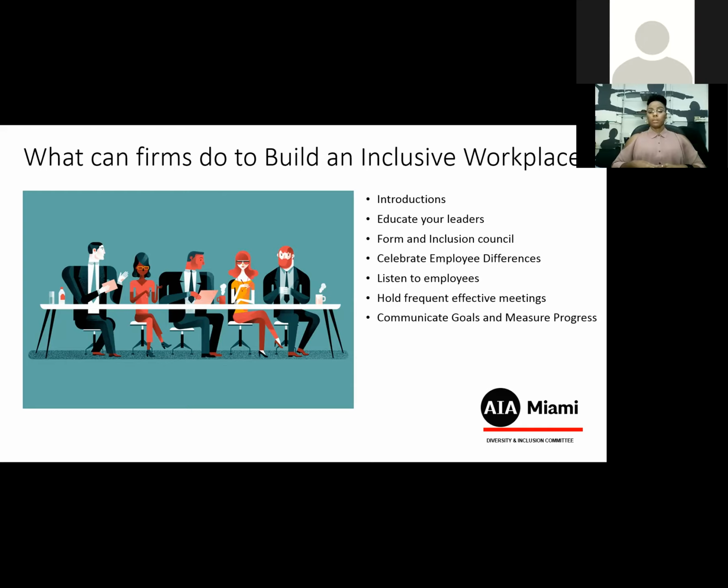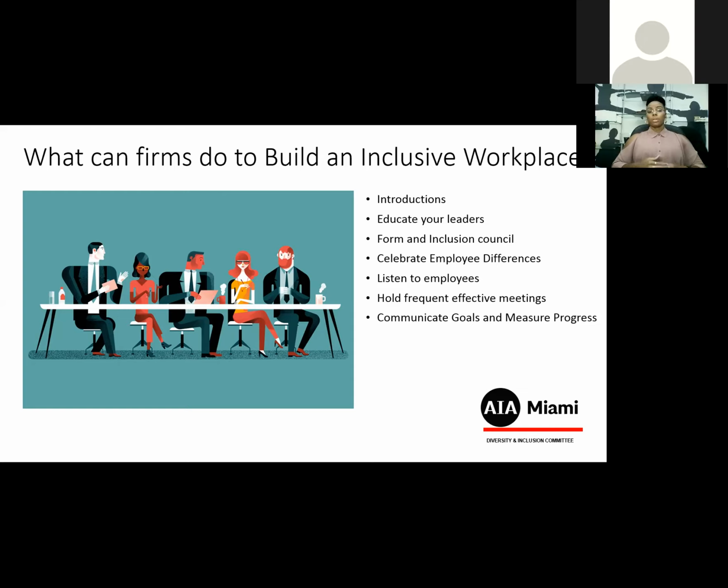Next, you should hold frequent and effective meetings. And what that means is educate your staff on what diversity and inclusion is. Sometimes people say they understand, but what they say and how their actions speak for them are two different languages. So having everyone on the same page and creating a handbook where everyone can refer can help solve that issue. And communicate goals, and also check your success.